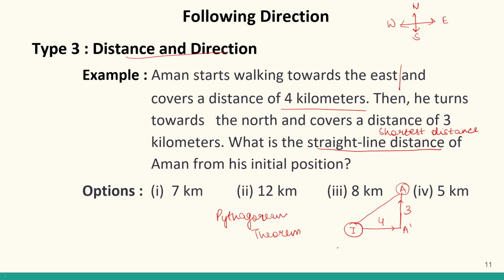So in the Pythagorean theorem, let's say this point is A dash. The theorem says AI square will be equal to IA dash square plus A dash A square, right? So AI square will be equal to what? 4 square plus 3 square, that will be 16 plus 9, which will be 25. So AI will be equal to under root of 25, which will be 5 kilometers. Very clearly, answer will be option number 4, 5 kilometers. So again, in distance and direction, you have to find the distance between two objects or two people. And in this question, you had to find the shortest distance.